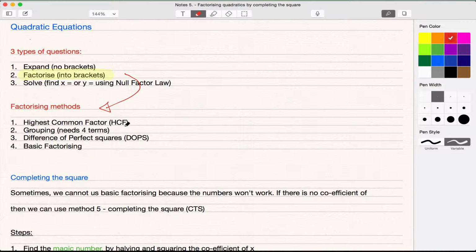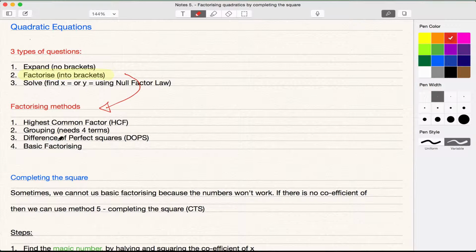We've already looked at these four methods for factorising. The first one is to take out a highest common factor. And remember, it's worthwhile doing these in order because you don't want to go straight to the hardest ones if you don't need to. So these are in order of difficulty. First one to try is take out a highest common factor, or HCF. The second one to try is grouping. You need 4 terms for that. Most quadratics only have 3, but if you have 4 terms, you might be able to use grouping.